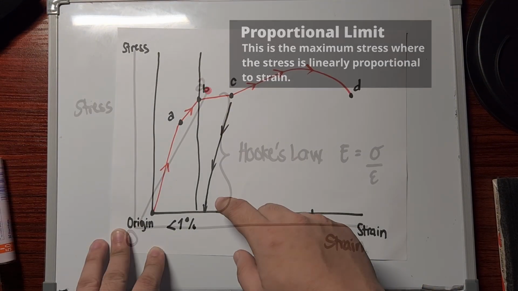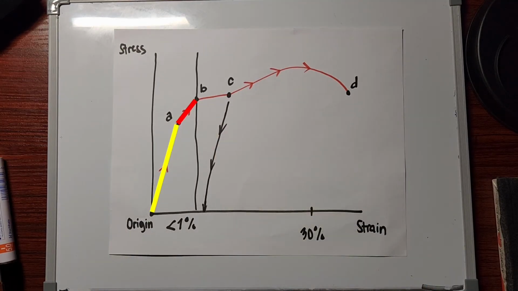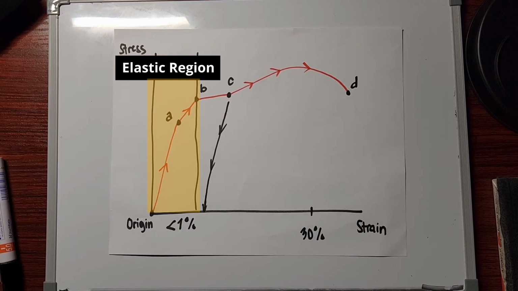From point A to point B, the relationship between stress and strain changes as observed by the shift in the slope on the graph. This is why Hooke's law cannot be applied anymore. However, it is important to take note that this region still falls under the elastic region.